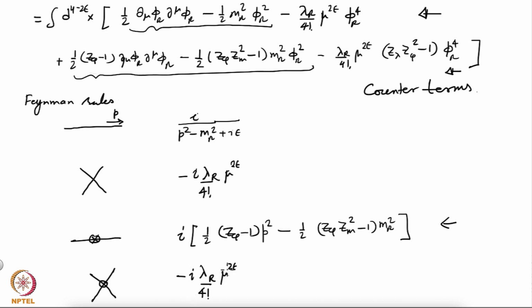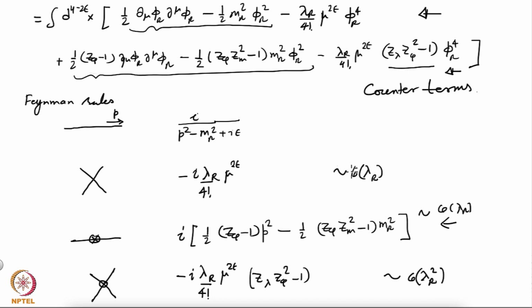Mu to the 2 epsilon z lambda z phi square minus 1. Okay, so since this factor is of order lambda r, you already have an explicit factor of lambda r. This term is of order lambda r square, and that is why this vertex is of order lambda r square. So it's one order higher compared to this vertex and this vertex. These are all of order lambda r.